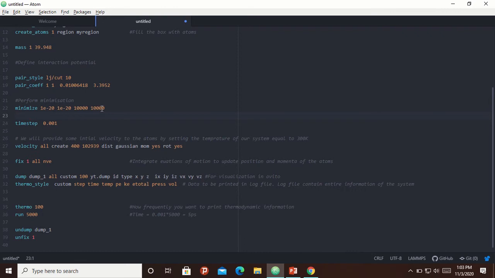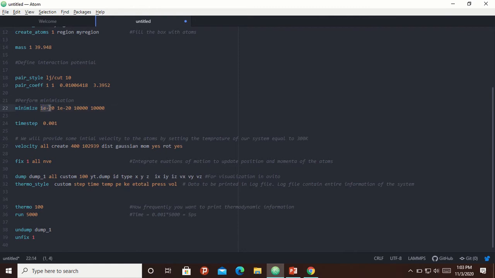Now what is the role of minimization? Why do I need to perform the minimization? Let us say that you fill your simulation box with the atoms at random positions. Now the system initially may be at high energy. So we want our system to be at minimum energy so that we can start our simulation work. So minimize is the keyword here.